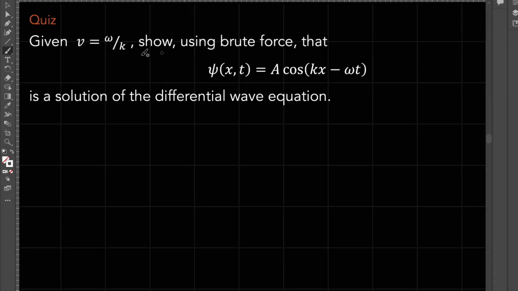So for your quiz, given v equals omega over k, where v is the wave speed, omega is the angular frequency, and k is the wave number, show using brute force that psi of x,t equals A cosine of kx minus omega t is a solution of the differential wave equation.